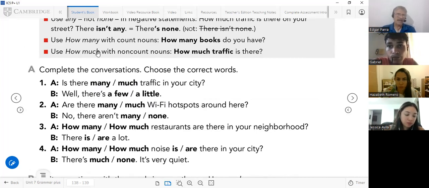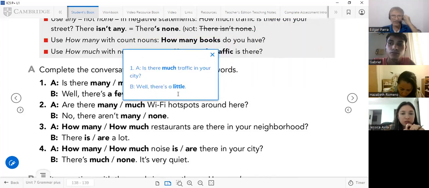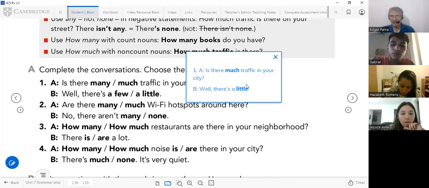Okay? What do you say? Gabo, you are A, and Jessica, you are B. Okay? Gabo. Is there much traffic in your city? It's okay. Continue. What is your answer, Jessica? Well, there's little traffic. That's okay. There is a little traffic. Observe that traffic is non-countable. It's singular. So you say much and a little.